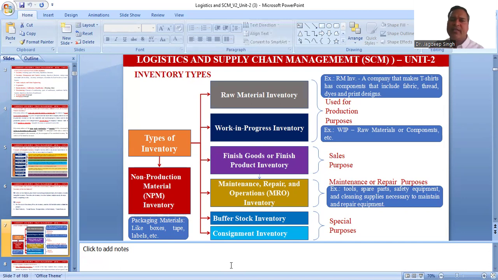And another kind of inventory is non-production inventory. Basically, this inventory is not directly involved in production. However, it is required to run the business operation, like packaging materials, like boxes, tapes, labels, etc. That is also one of the NPM inventory. Also, administration uses things like pen, pencil, papers, and other things that are also required to run the operation smoothly. So these are different kinds of inventories, right?